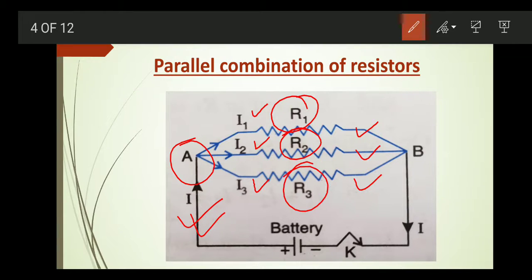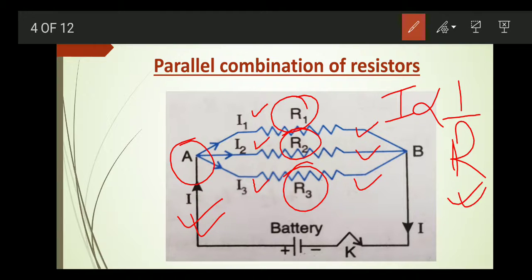What does it mean? First of all, children, what is resistance? Resistance means the obstruction offered to the flow of current. So, if there is low resistance, it will allow more current. And if there is high resistance, it will allow less current. What does it mean? It means that the current is inversely proportional to resistance.